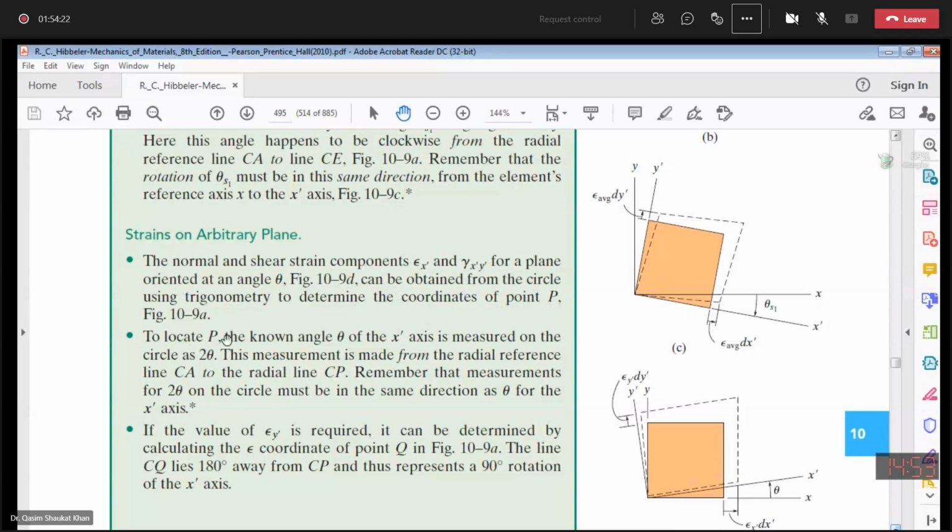To locate P, the known angle theta of the x dash axis is measured on the circle as 2 theta, in the same direction as it is on the element. This measurement is made from the radial reference line CA to the radial line CP. Remember that the measurements for 2 theta on the Mohr circle must be in the same direction as theta for the x dash axis to the x axis. Any questions from these first two points?